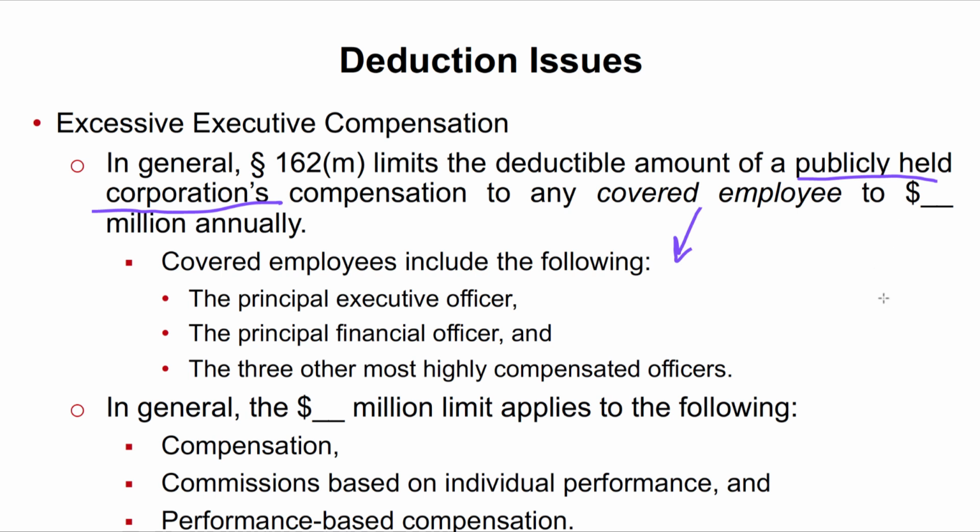No more than that. Covered employees include the principal executive officer, the CEO, the principal financial officer, the CFO, and the three other most highly compensated officers. Could be the COO or chief legal officer, depending on the entity, of course. But usually the CEO and CFO are some of the highest paid, so they put that in there. In general, this $1 million limit applies to compensation, commissions, and performance-based compensation. Notice there's nothing in here about fringe benefits, deferred compensation, retirement, or stock options. Interesting. Maybe that's how they get around this. But the key is that it can't just be through straight compensation or straight bonus, that's performance-based compensation, or just straight compensation.